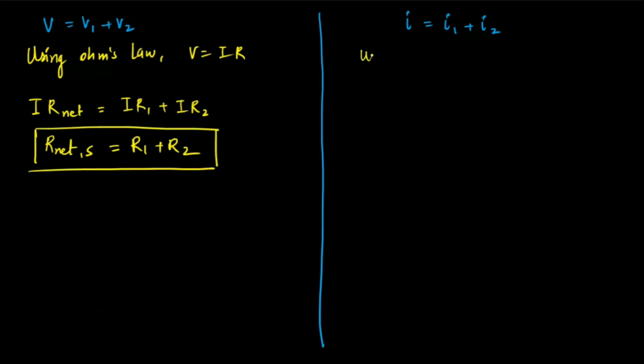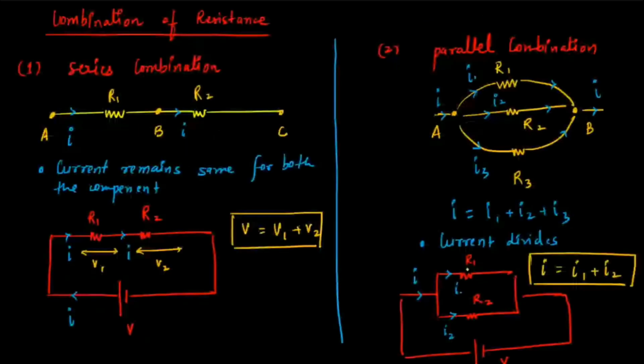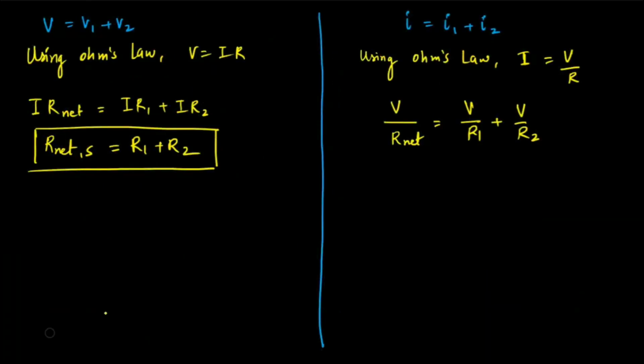Whereas if we use the same Ohm's law in parallel combination, I must be equal to potential over resistance. So V over R net must be equal to V over R1 plus V over R2. Here I have kept potential as constant because in parallel combination current divides but potential remains the same. Potential across R1 and potential across R2 will remain the same. That is the external value V. This is a very important conclusion from the parallel combination as well, so make sure that you remember it.